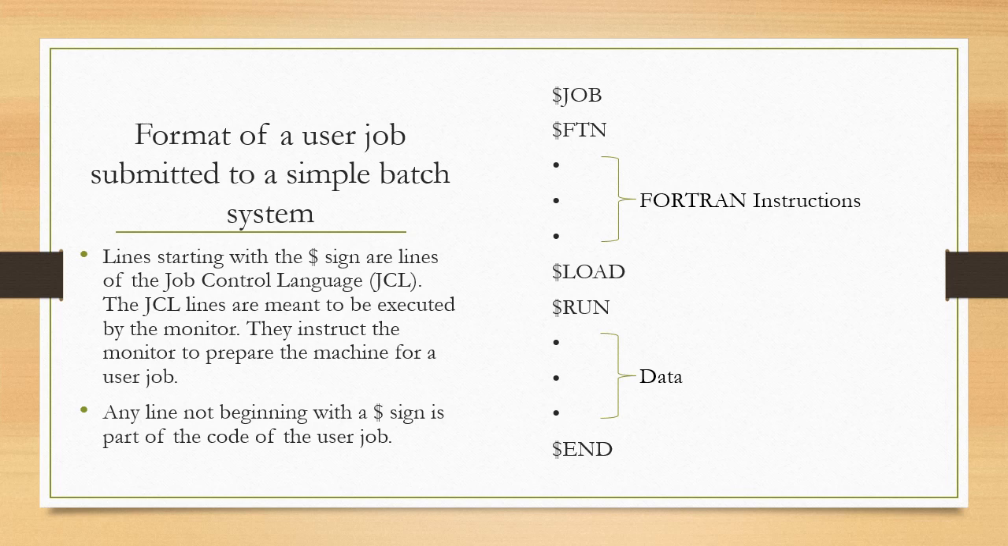At first, control is with the monitor. $JOB tells the monitor to fetch a user job for execution. $FTN instructs the monitor to load the Fortran compiler. The monitor transfers control to the compiler, and the compiler reads the source code and generates the object code, storing it on secondary storage, which is mostly tape. Then it passes control back to the monitor.